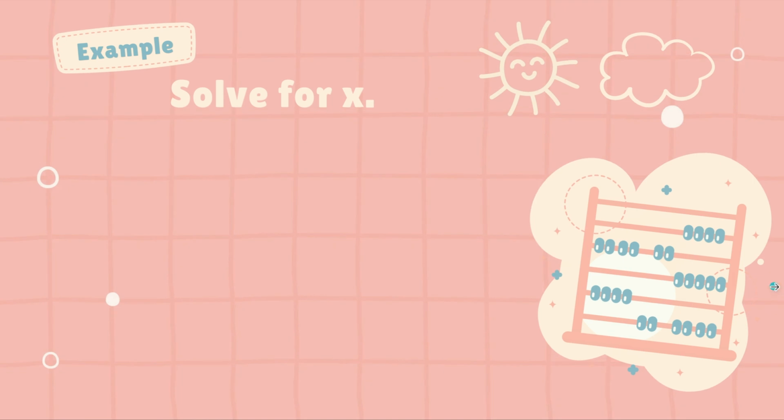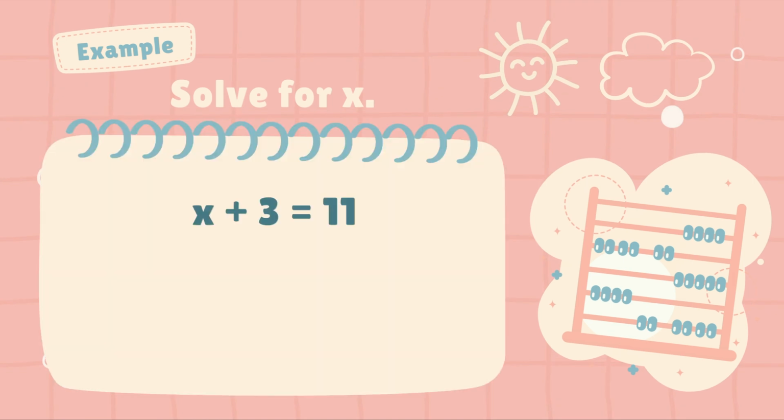Let's take a look at the example. Here we're going to solve for x. I have x plus 3 equals 11. Well, I see that I'm doing addition on one side, and I have an equal sign. So this is an equation, okay? So I need to get the x by itself. That's my goal. I need to isolate the variable. So in order to do that, I need to do the opposite of addition.